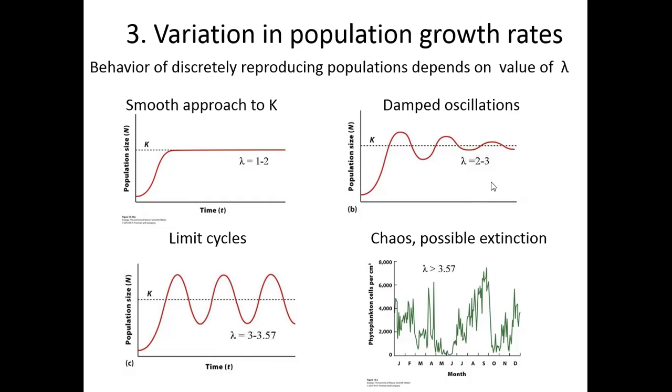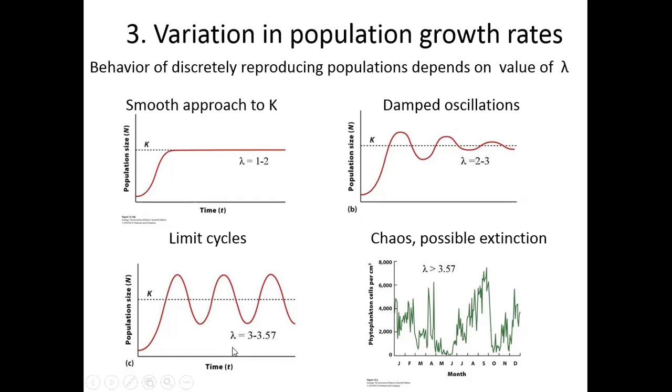If lambda is between 2 and 3, that is doubling and tripling the population every interval, then you get overshoots and declines, but they tend to dampen out. They die out over time. You gradually approach your carrying capacity.